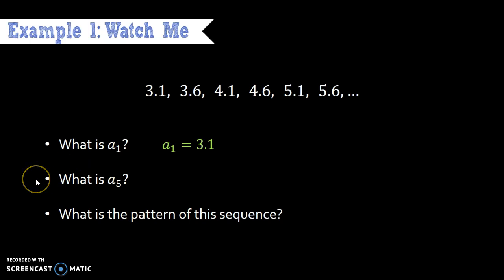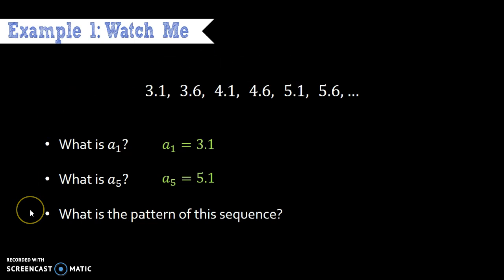The next question, what is A sub 5? That means go find the 5th number in the sequence, or the 5th term in your sequence. First term, second, third, 4th, and 5th is right here. That means 5.1, or 5 1/10, is the 5th term in our sequence.